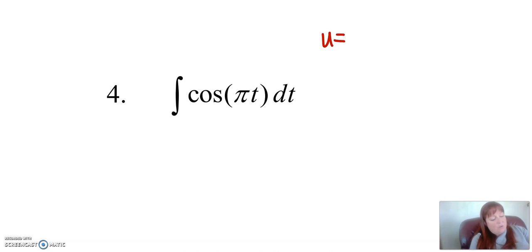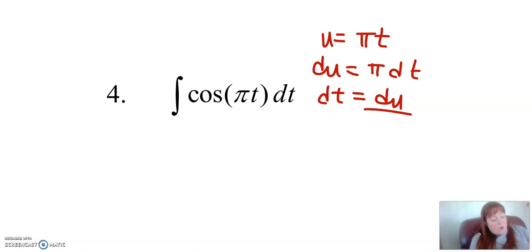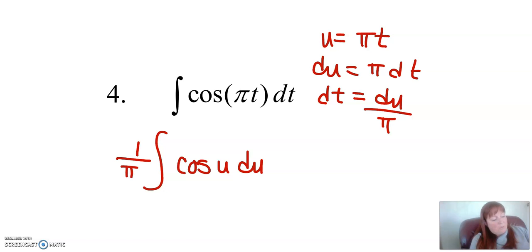So we're going to call u pi t. That means du equals pi dt. That means dt equals du over pi. So we can do our u sub now. So we can go cosine of u du over pi. So I'm just going to write that out here, 1 over pi.